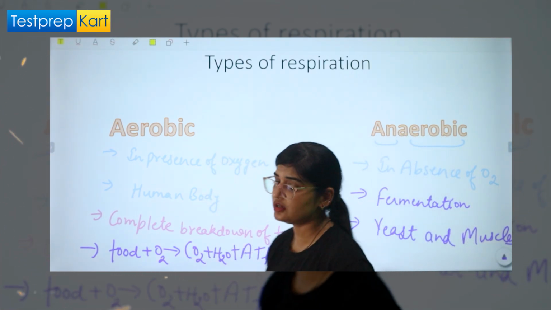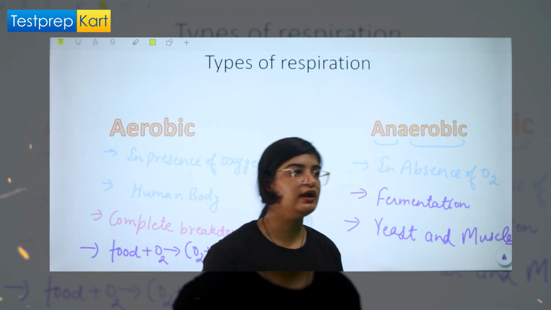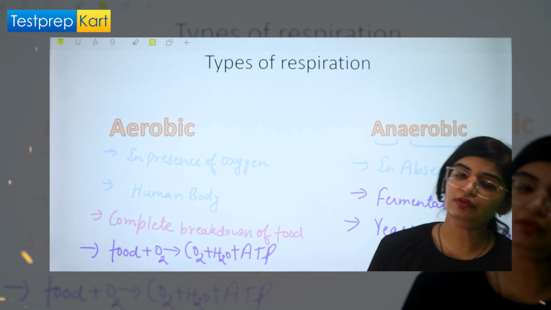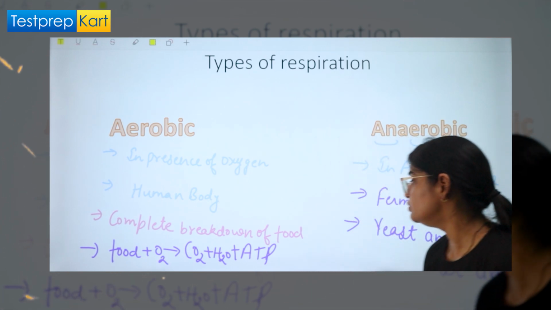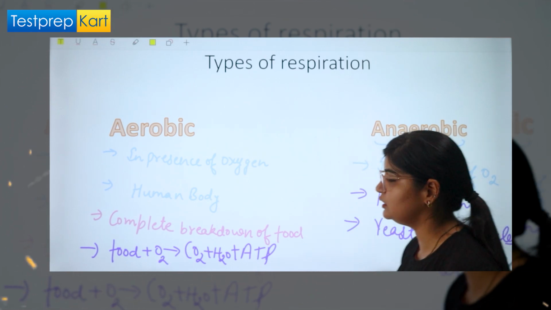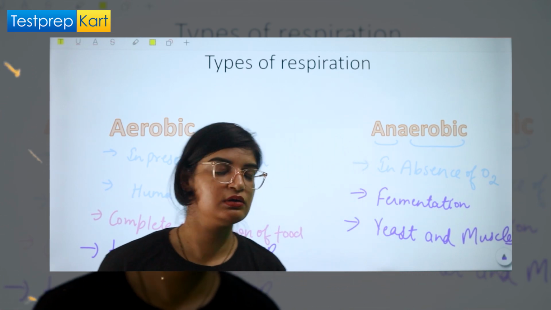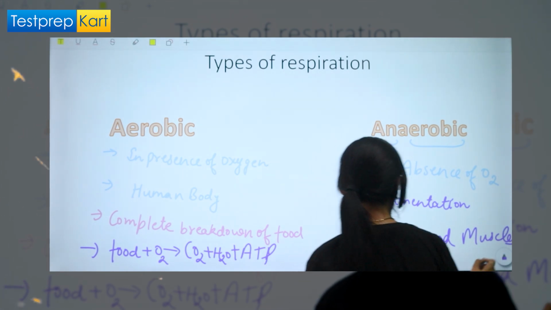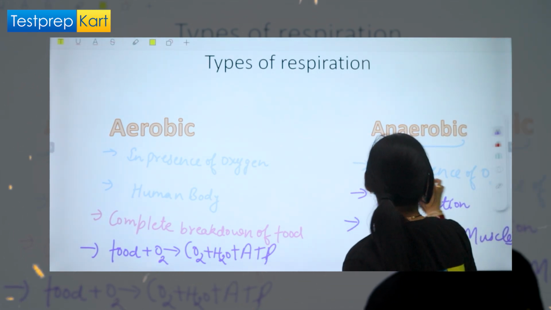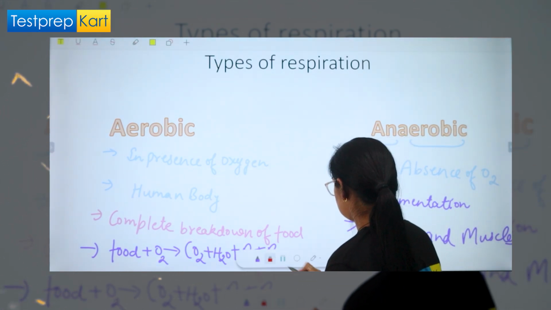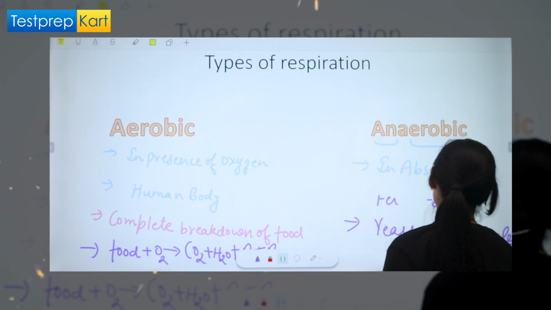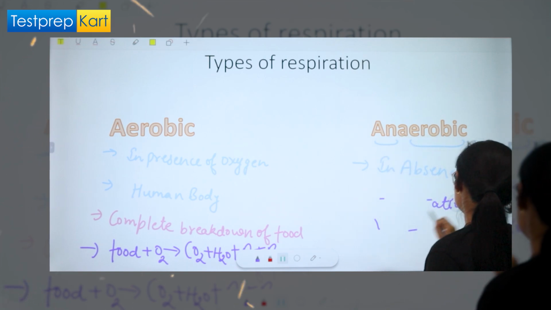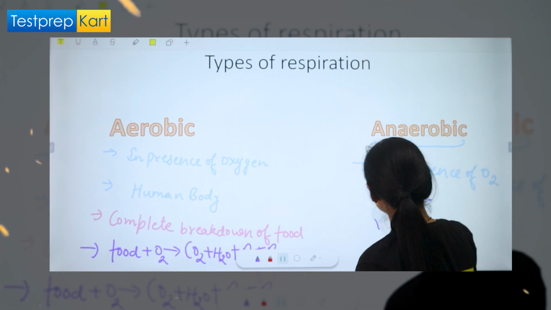When we run very fast, when we do a lot of physical exercise, at that time we feel pain inside our legs. This is due to the incomplete breakdown of food, right? It will result in release of lactic acid, which will cause the pain, right? So when we talk about incomplete breakdown, it basically occurs in yeast, right? Yeast is a fungus. You must know about this.